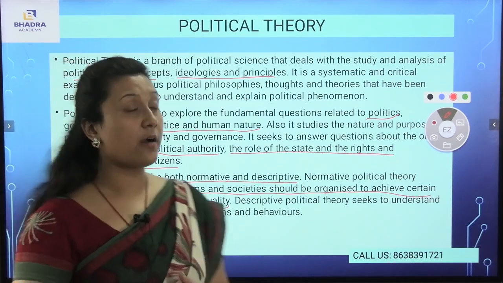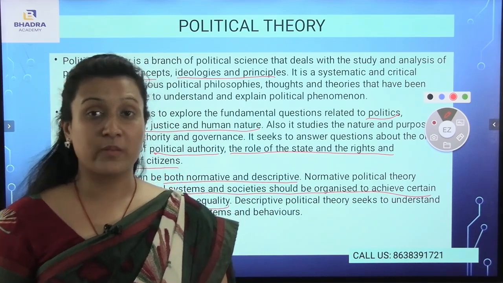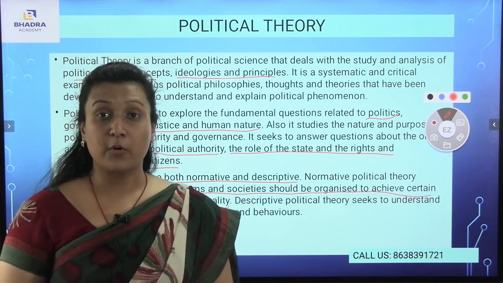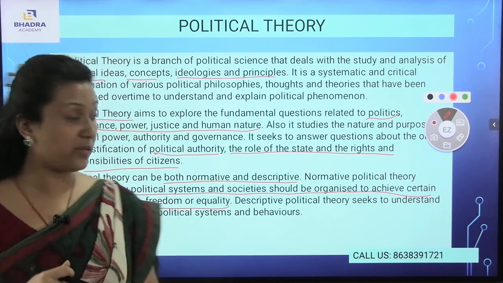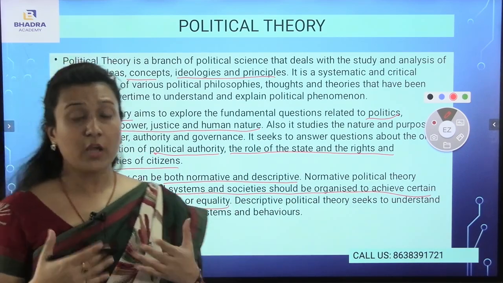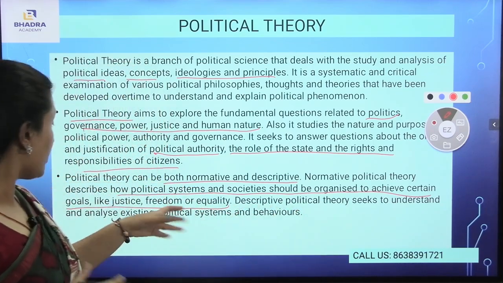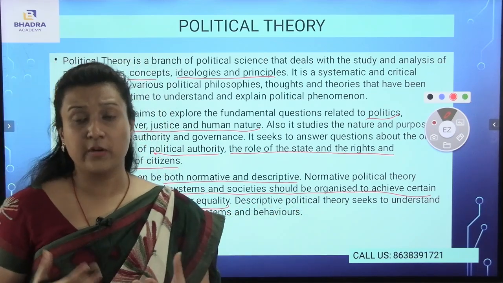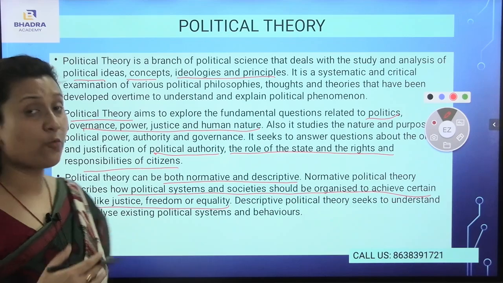Again, I'm telling regarding the normative political theory. What do you understand by the normative political theory? Normative political theory describes the political system. It is a particular political system where societies are organized in such a way that certain goals like justice, freedom, and equality can be achieved.